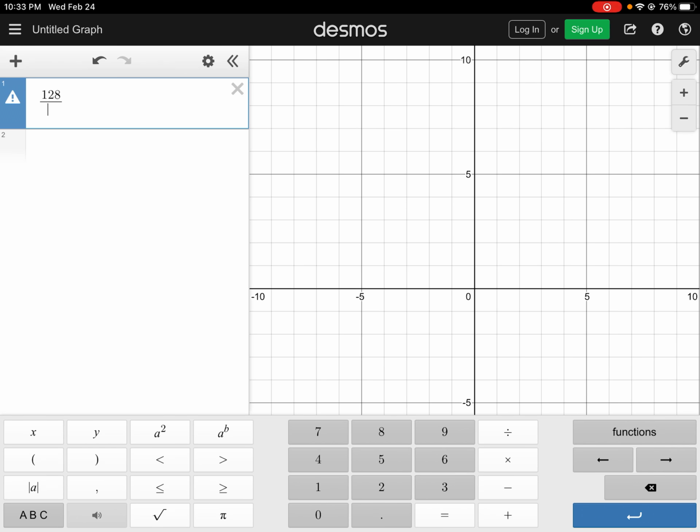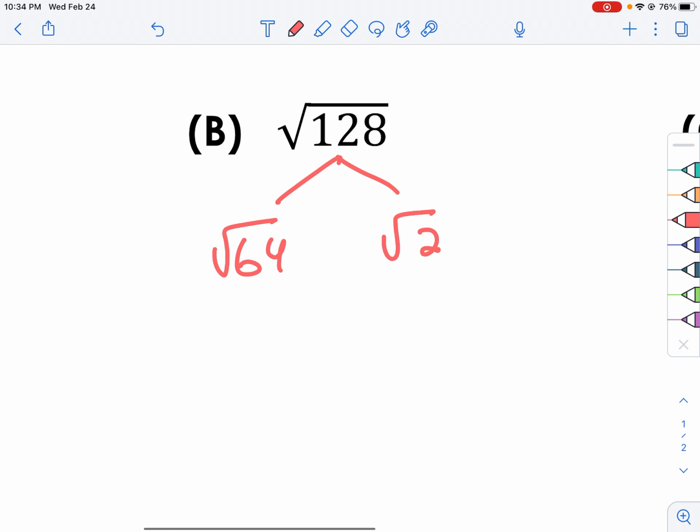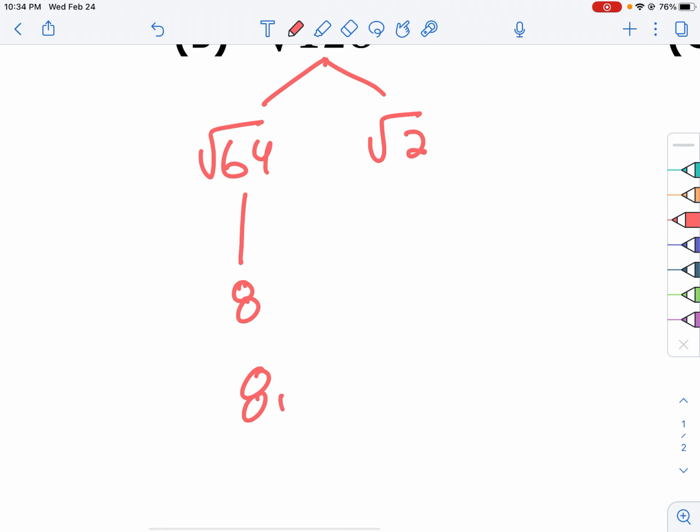So instead, let's go backwards. So we tried 36. So let's try 16 maybe. Oh, 16 and 8. So you know what? I think 64 is the way to go. 8 times 8. There it is. 64. So we go square root 64, square root 2. Square root of 64, right? That's 8 times 8. So this is just going to become 8. And we're left with 8 square root of 2.